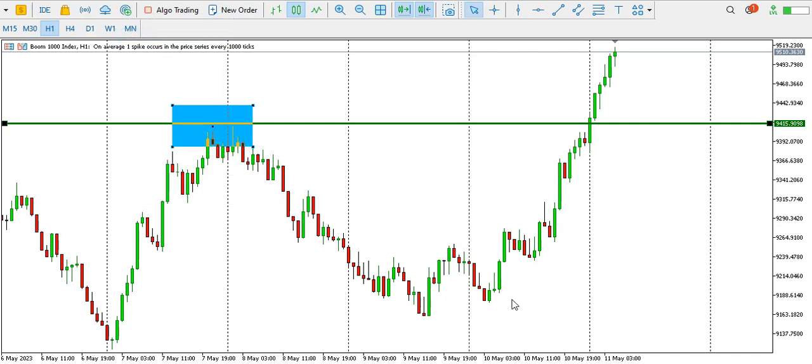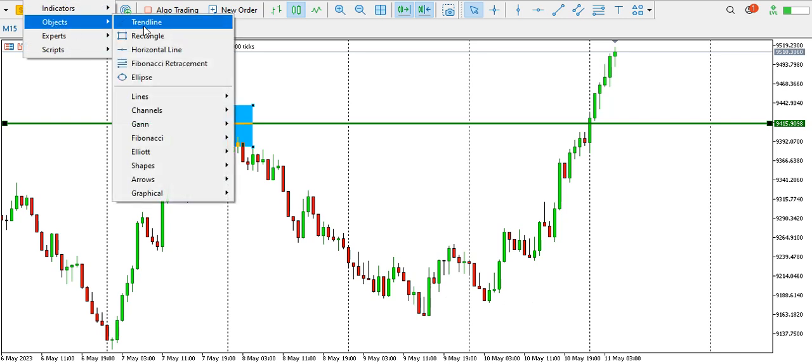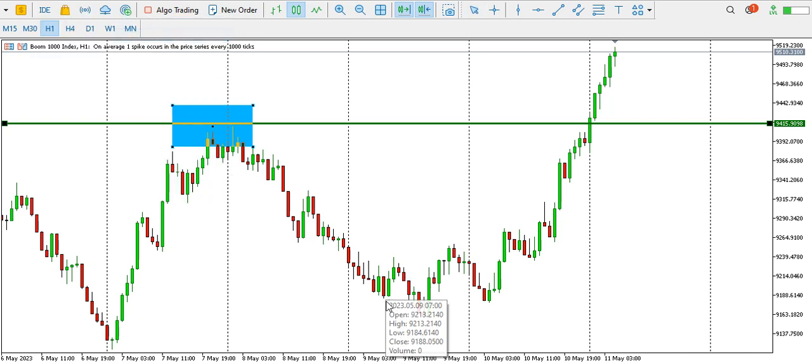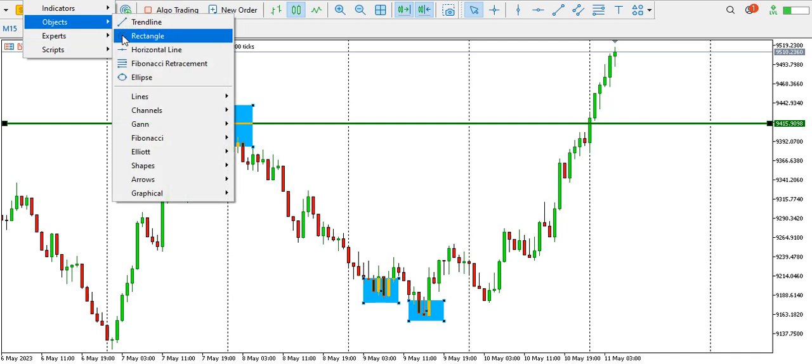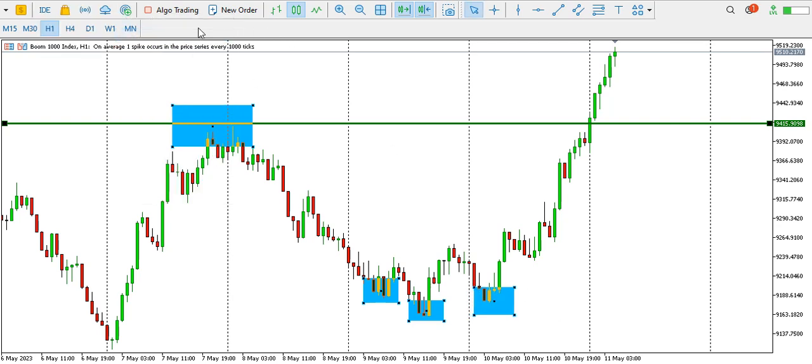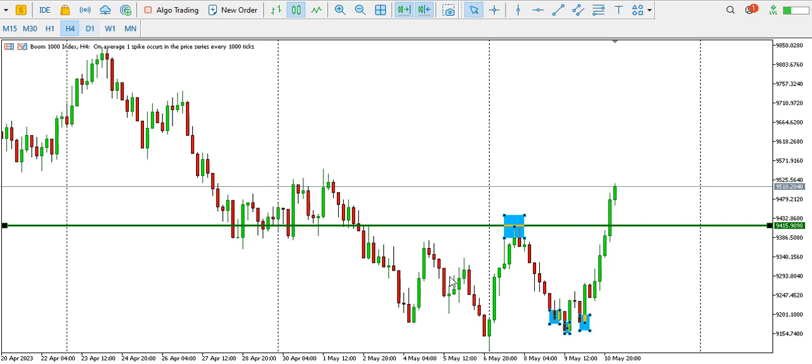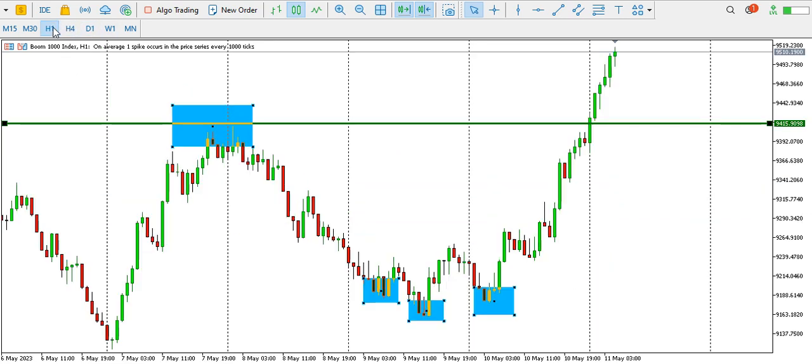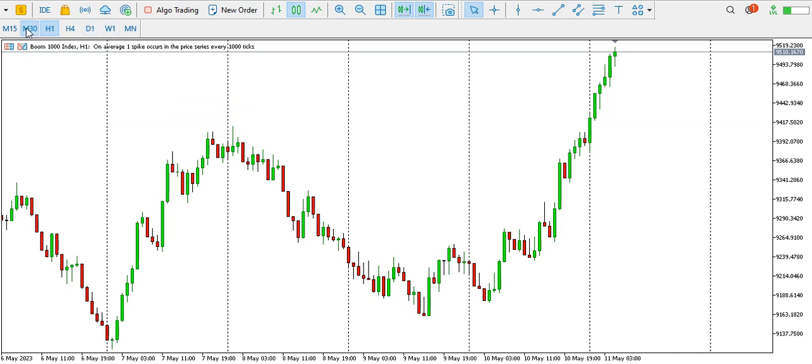Look at this inverted head and shoulder here on the 1 hour time frame. Boom 1000 inverted head and shoulder. We had a similar inverted head and shoulder on the 4-hour. Now we also have it on the 1 hour time frame. So it's going up. You can look for buying opportunities.